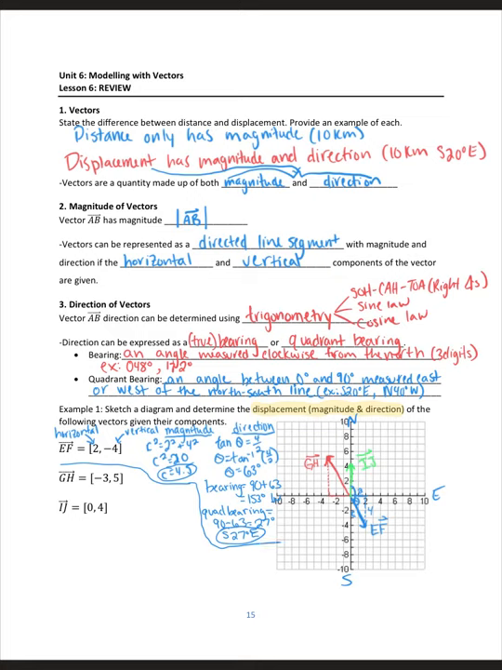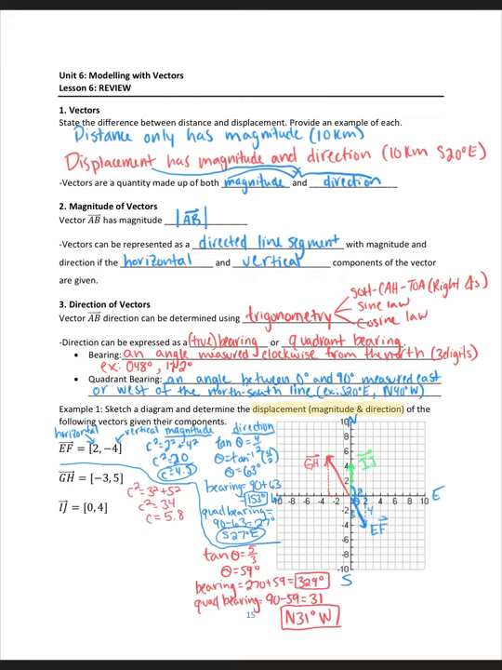Go ahead and pause the video and see if you can work through the magnitude and direction for that second vector. Okay, there's your solution for your second one. So when we use Pythagorean theorem, we find that the magnitude is 5.8, and then we can determine our bearing is 329, or our quad bearing is north 31 degrees west.